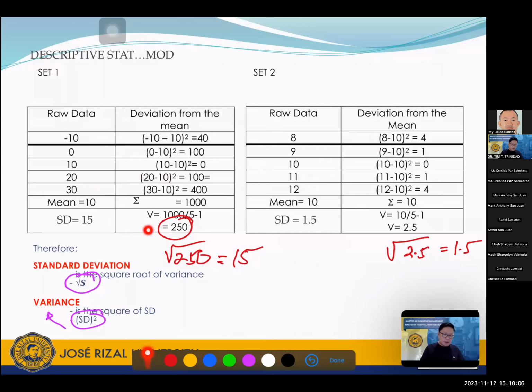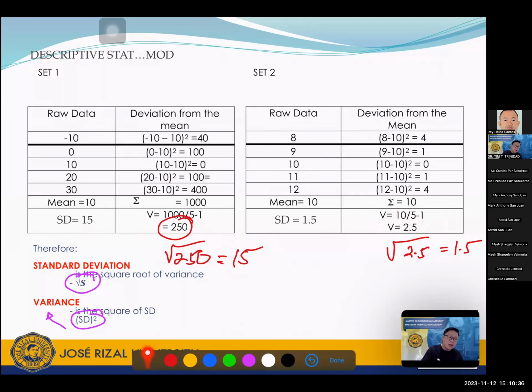You know the variance of set 1. You know the variance of set 2. Now you know the standard deviation of set 1 and the standard deviation of set 2 by using the values of your variance. Okay? Or if you computed the standard deviation first, you just have to square 15 to arrive at 250. You square 1.5 to arrive at 2.5. Right? So now you have the value of your standard deviation.